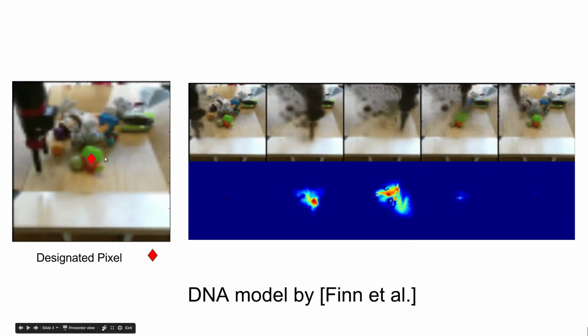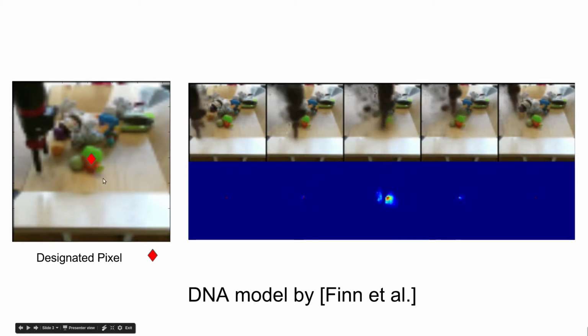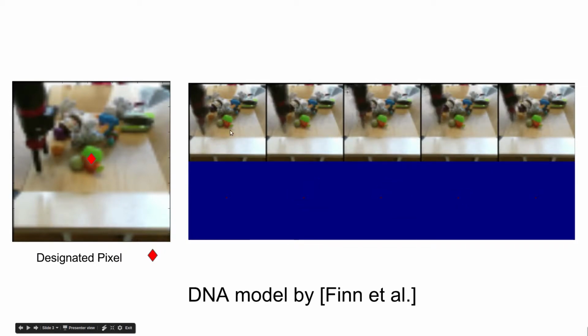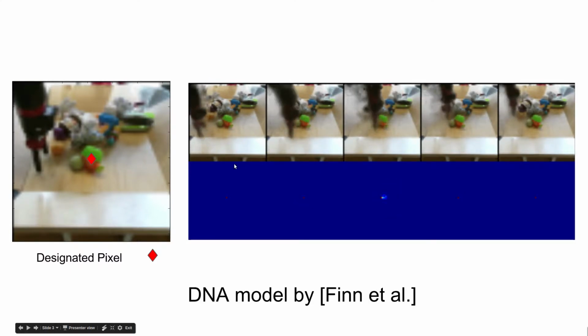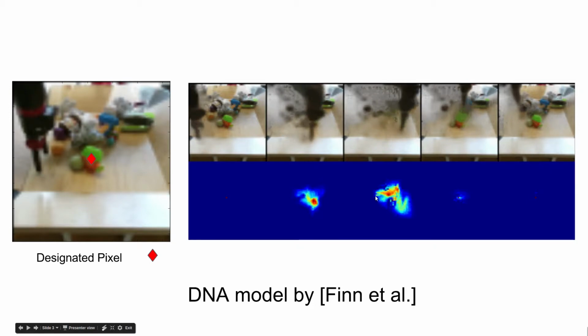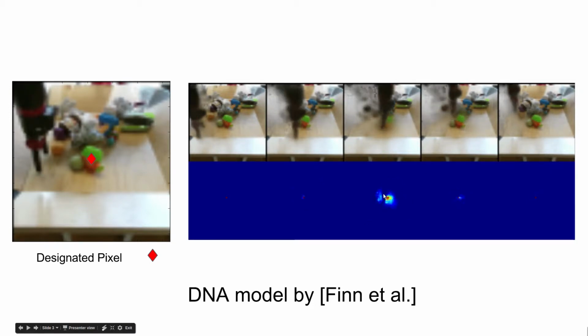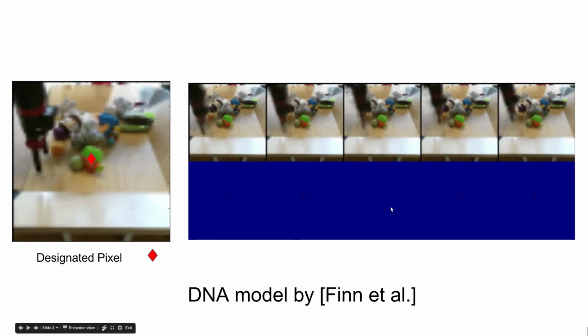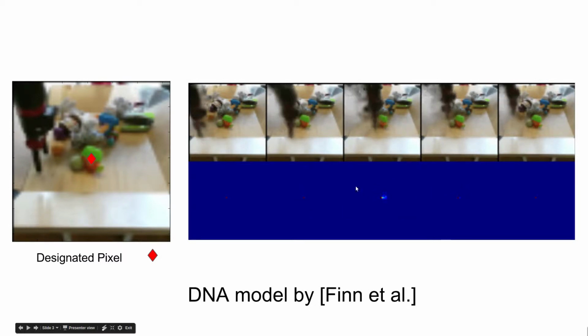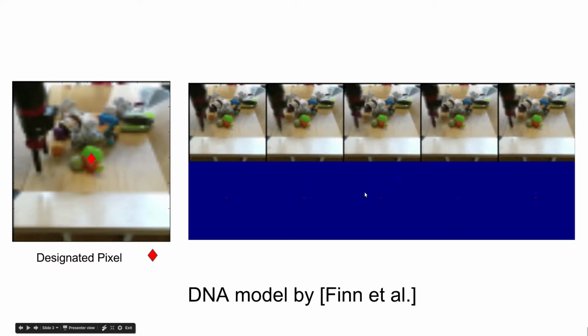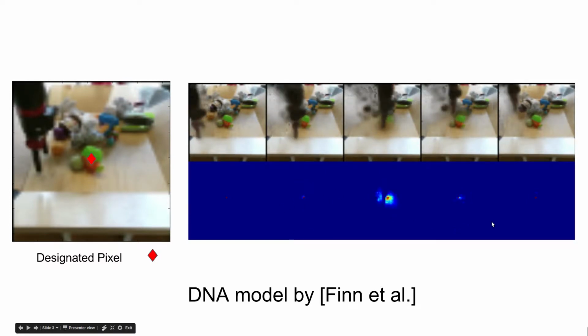On the left, we again indicated the designated pixel by the red square. Here on the top, we can see the predictions of the DNA model by Finn et al. for 5 different action sequences. On the bottom, we show the heat maps, so the probability distributions of the designated pixel over time. We will show later how we use these probability distributions to rate each action by how likely they are to bring the object to the goal.